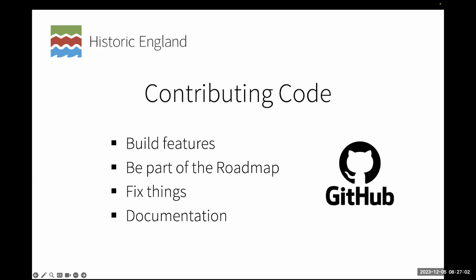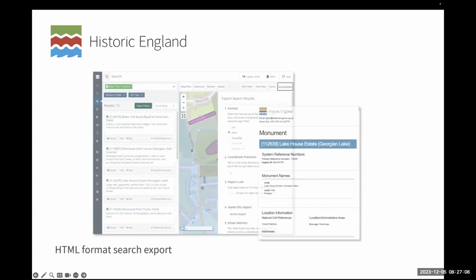So some of the notable things that we've done over the last couple of years are, to name a couple, we've added HTML format exports for when you're using search. So not just exporting the data, but also being able to export something that is presentable and can be sent to Historic England customers and members of the public, to give them a great experience, and also something that's accessible for people.